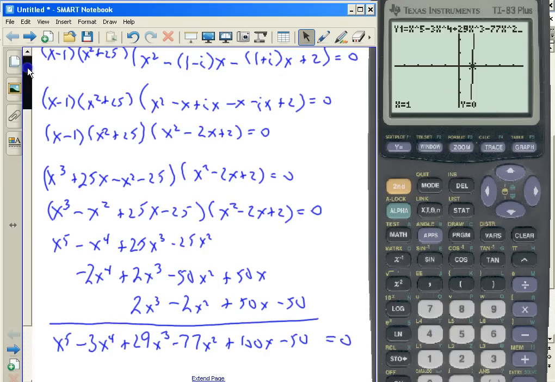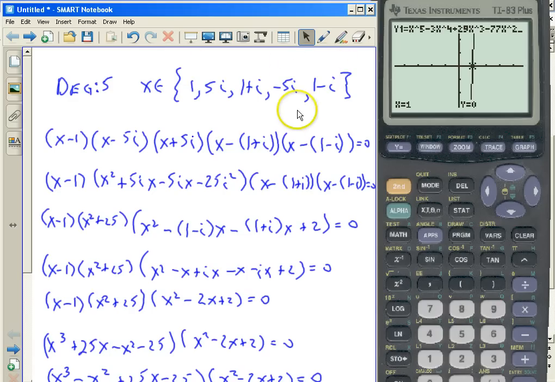But what about the complex zeros? Isn't that what this unit is about? 4.3? We're in 4.3, and your homework tonight is the multiples of 5 on page 266, 267. It's about the complex roots. How are you going to get them?